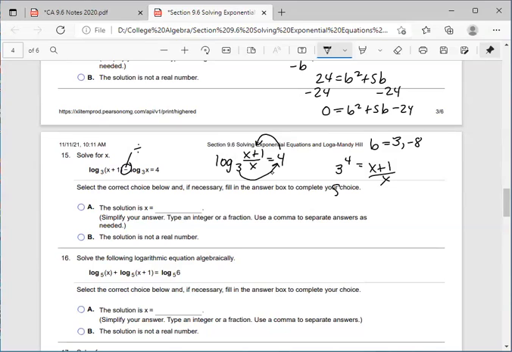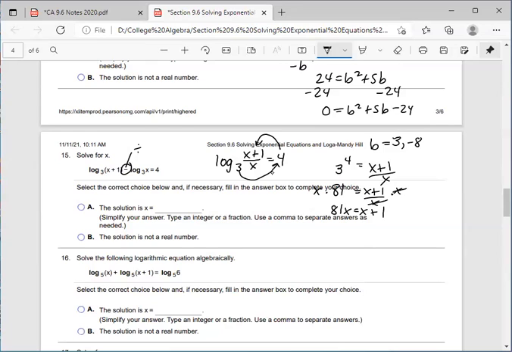3 to the 4th is 81. 3 times 3 times 3, yeah. I would then multiply by x on both sides to get rid of this x in the bottom. So I would have 81x is equal to x plus 1.